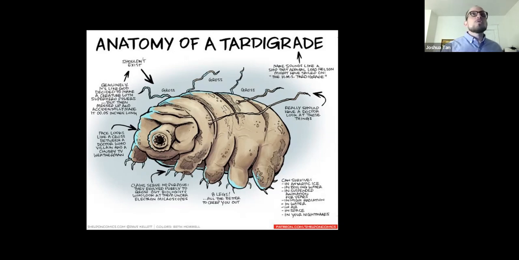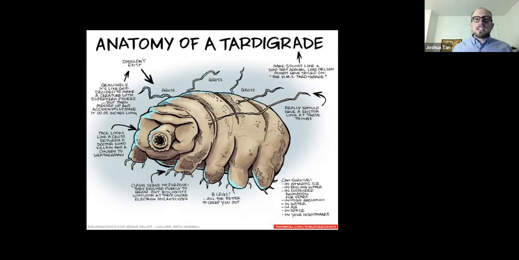They survive in all sorts of environments, but they especially like mosses and lichens. And what happens when it dries out is they curl into a little ball and go into something called a tun state, where they look more or less like a grain of sand. It's only when they're exposed to water do they animate, come alive, and start to move around.